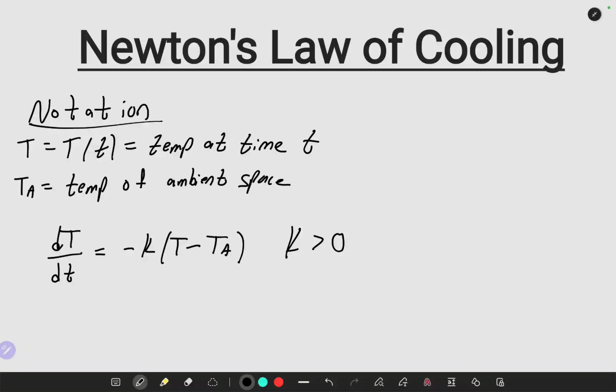So in today's video, we're going to look at Newton's law of cooling. Now, Newton's law of cooling is another application of first-order ordinary differential equations. So the notation is as follows. We have T, which is T of t, the temperature at a time t. And we have T sub a, which is the temperature of the ambient space around said object.